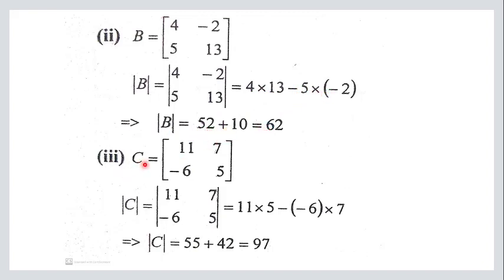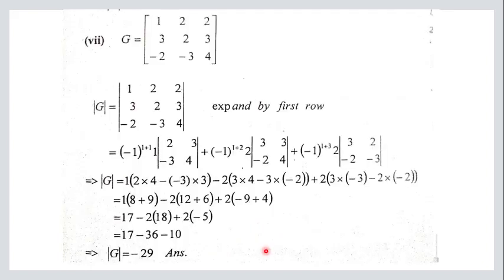Similarly, matrix C, 11, 7, minus 6, 5, we need to multiply 11 with 5 and then minus 6 by 7, multiply 7. So we will solve this and we will get the answer 97. Now coming to part 7, matrix G is equal to 1, 2, 2, 3, 2, 3, minus 2, minus 3, and 4. Now this matrix is of the order 3 by 3. So we cannot simply apply the method of matrix 2 by 2 to this.